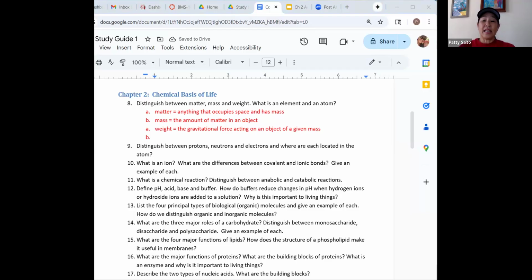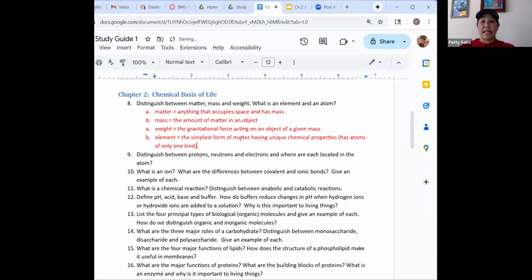That leads us to an element. All right, so now if we take matter and we look at its simplest form, where the simplest form is only one type of atom, not necessarily one atom, but only one type of atom, we call that an element. And when we look in chemistry, there's a periodic table that represents all the elements that are found. So again, an element is the simplest form of matter. It has unique chemical properties, and it's made up of only one type of atom.